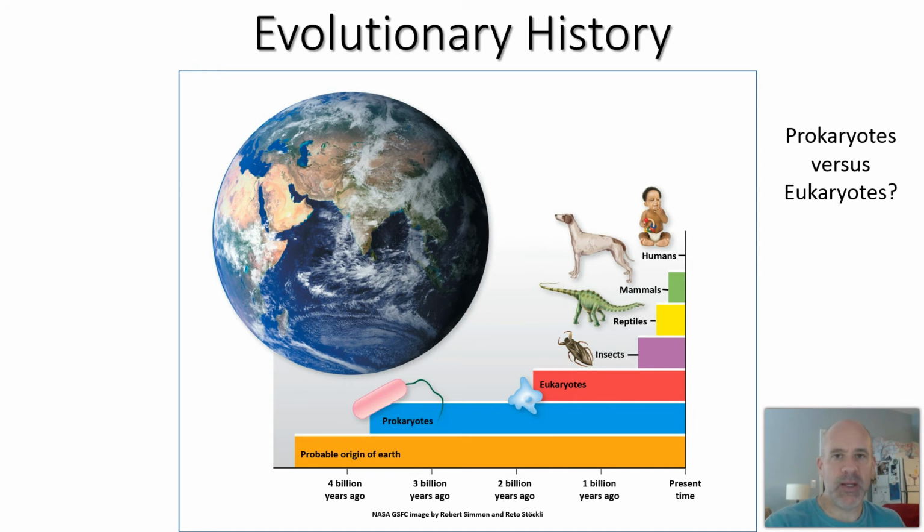Now, when we think about living things that we can see with the naked eye, those are more complex, multicellular living things, where groups of cells function together as organs or organ systems. Those more complex types of living things came along later.